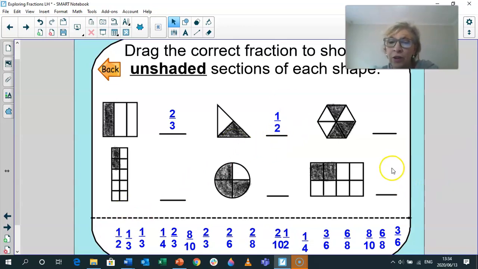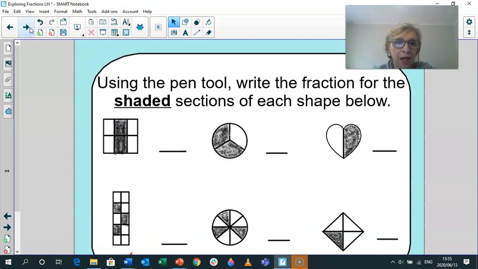How many of these are not shaded? What's the fraction? 3/6. Excellent. And how many of these are not shaded? 8/10. Well done. And these, what's not shaded? 1/4. Fabulous. And these, what's not shaded? 6/8. Right, grade 3. So you listened well to the time before.